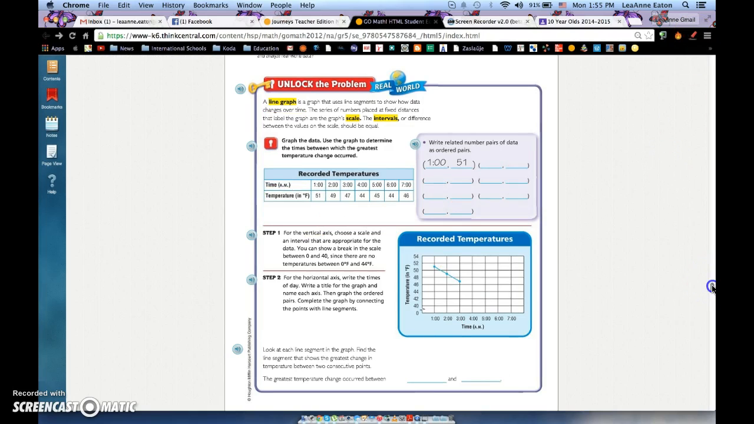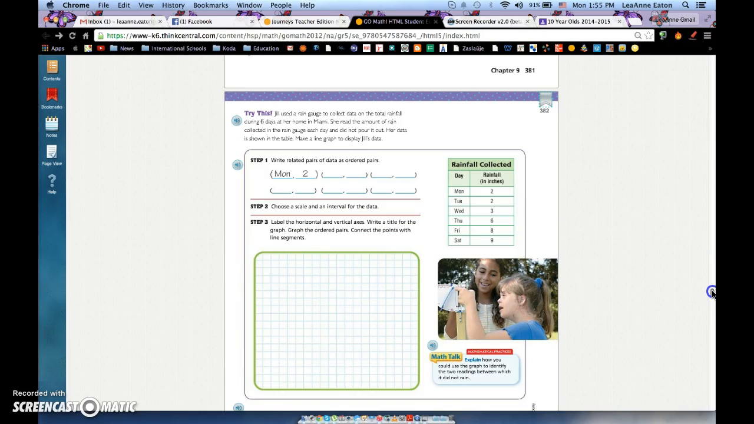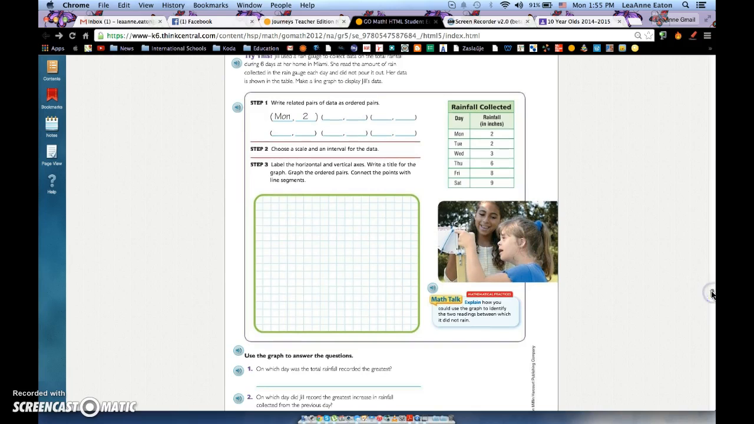All right, let's go on to the next page. Same thing. Jill used a rain gauge to collect data on the total rainfall during 6 days at her home in Miami. She read the amount of rain collected in the rain gauge each day and did not pour it out. Her data is shown in the table. And then we're going to make a line graph. The reason why we're making a line graph is because we're looking at how it is over time.